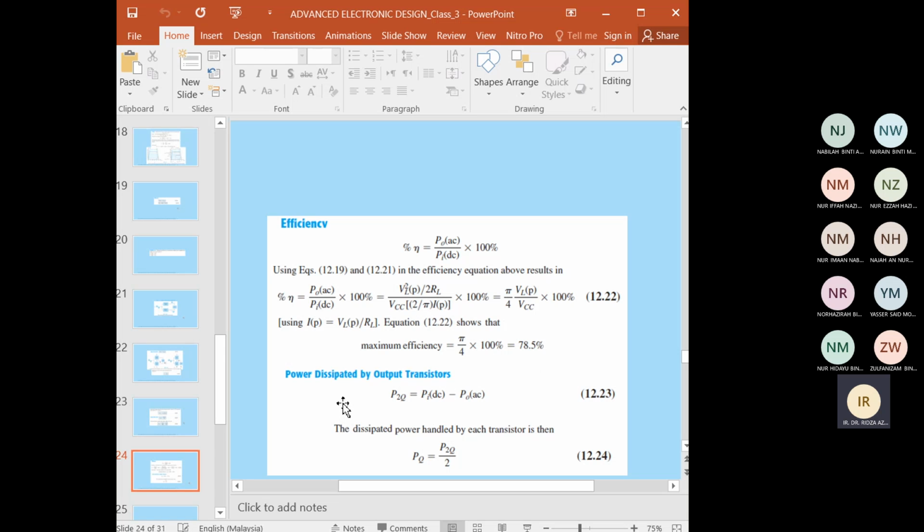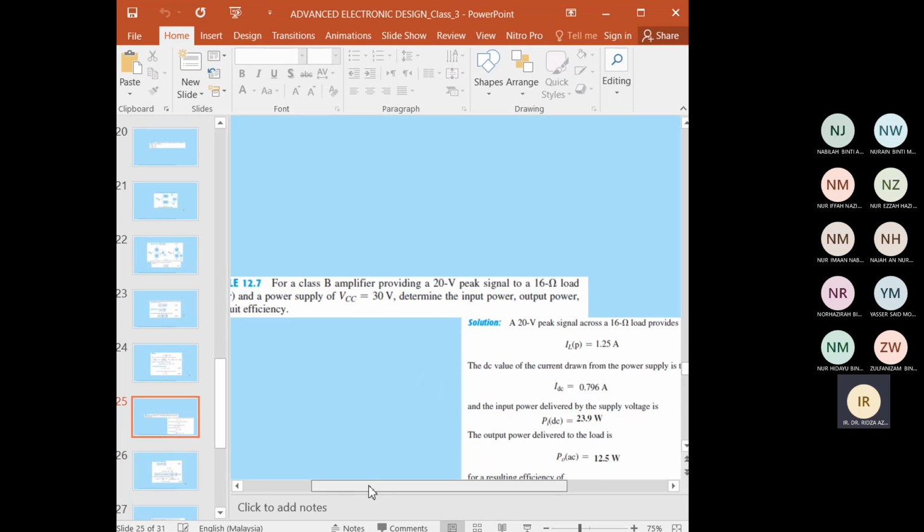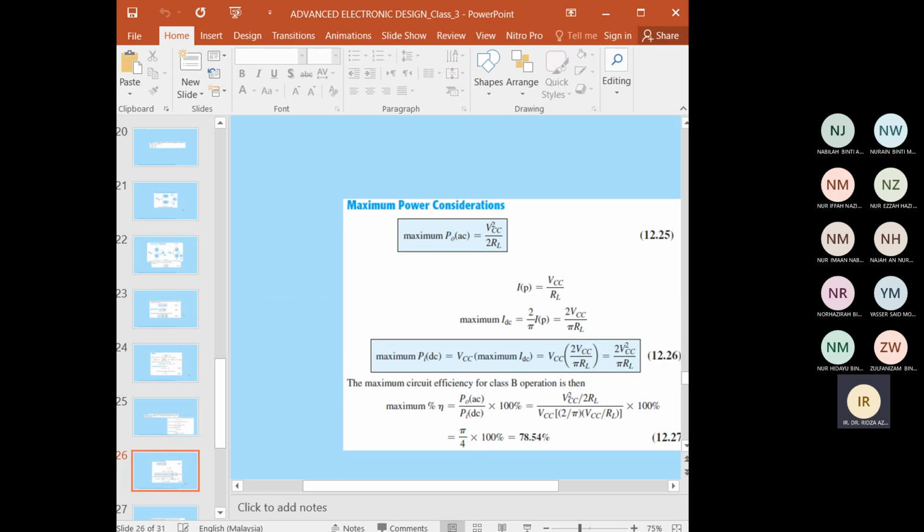All right. So the power dissipated by the output transistors can be calculated using this one. Just make a note that Q here is for power dissipated, and the dissipated power is handled by each transistor. So this is for 2 transistors; for each transistor we divide by 2. I hope you also go through this exercise.